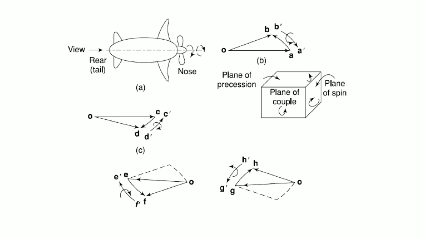So now if we apply the right hand screw rule on B dash A dash, the reactive gyroscopic couple, then we can say that the tail will depress and the nose will rise. So this is the case when the aeroplane is taking a left turn and our rotor is rotating in clockwise direction.